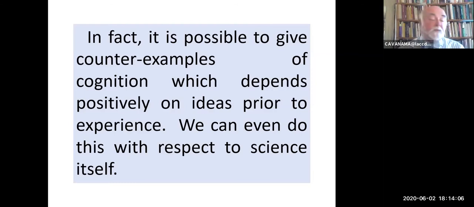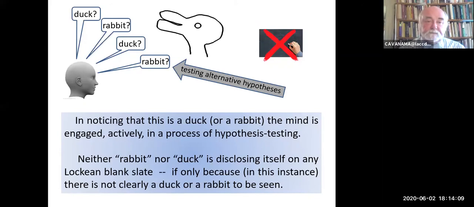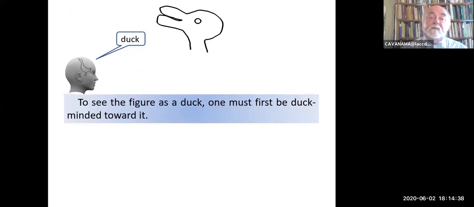We could even do this with respect to science itself. And if you think about when you first saw that duck-rabbit, whatever that was, you probably tested some alternative hypotheses. Is it a duck? Yeah, I can see it that way. Is it a rabbit? I can see it that way. Or you had one hypothesis, it's a duck, and somebody suggested to you, no, it's a rabbit, and you entertained that idea, and you said, oh yeah, now I can see it by means of that idea. Neither rabbit nor duck is disclosing itself to you on any kind of Lockean blank slate, but rather you're going back and forth, noticing and testing hypotheses in a very active manner.